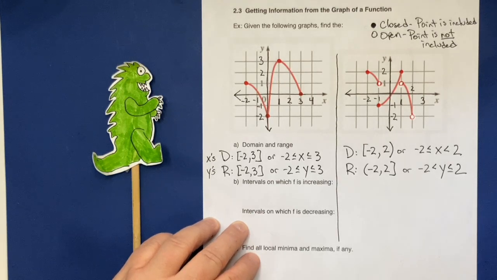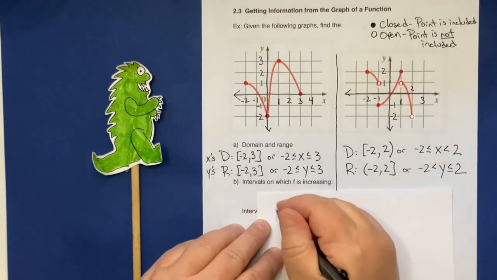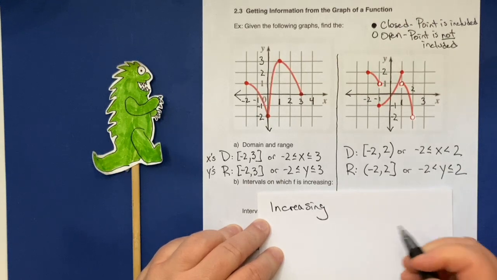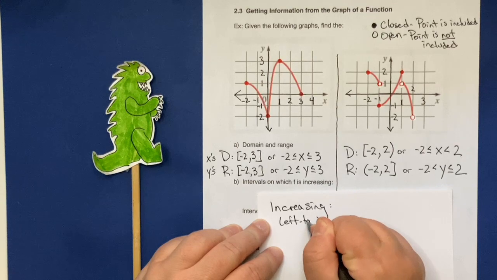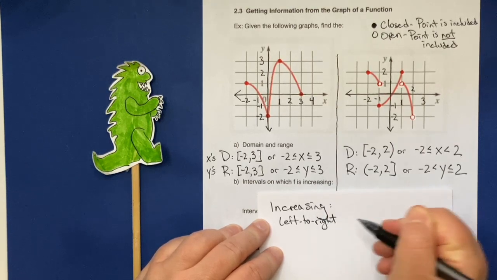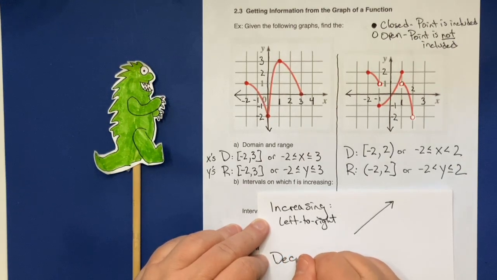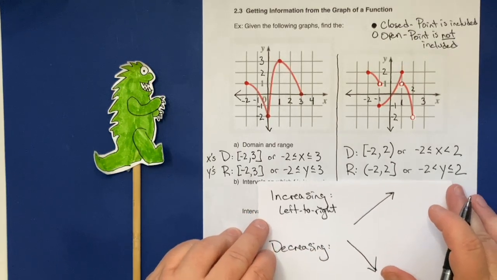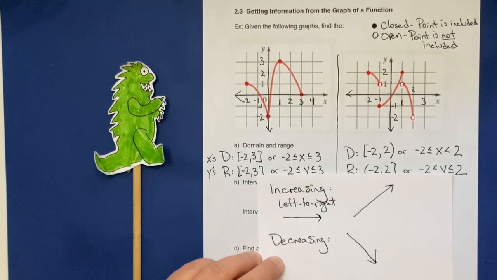I'm running out of room. I'm going to bring in a little card here. Increasing means as we read it left to right, it means it's headed up. And decreasing, again, left to right, it's headed down. And so what's interesting is we always read it left to right.